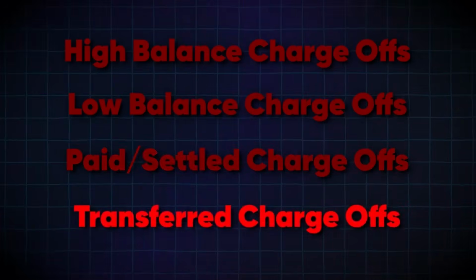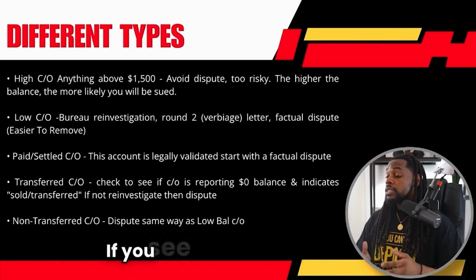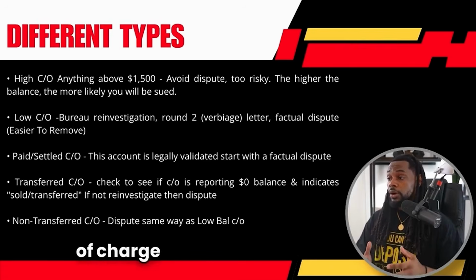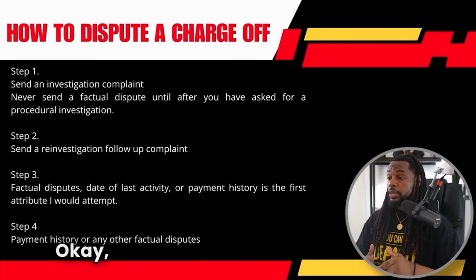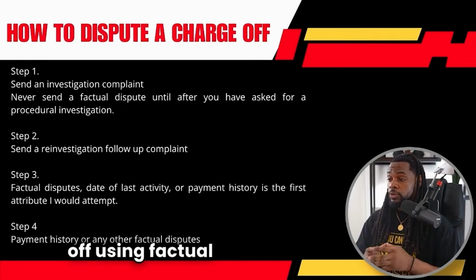A transferred account usually has a 0 balance and it should indicate sold or transferred. Now, you will need to check your credit report to verify this. If you see that it's reporting a balance, it indicates sold or transferred, you'll want to submit round 1 and round 2. Now, these are not all the types of charge-offs, but these are definitely the most common ones that you'll see on your credit report. Okay, so here is the method for disputing a charge-off using factual disputes.